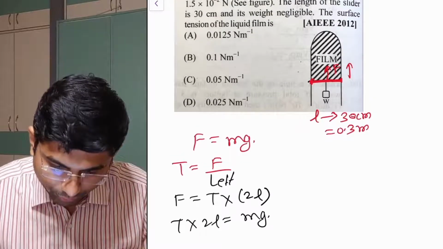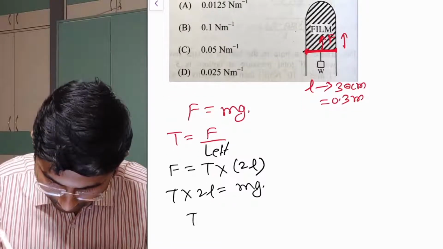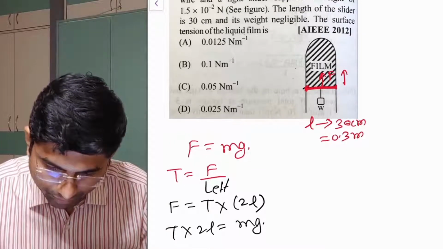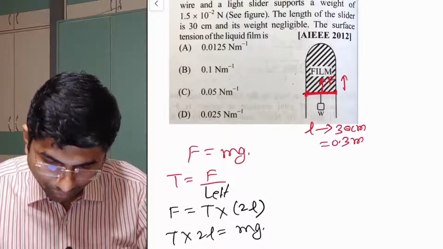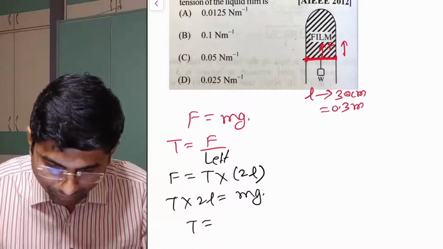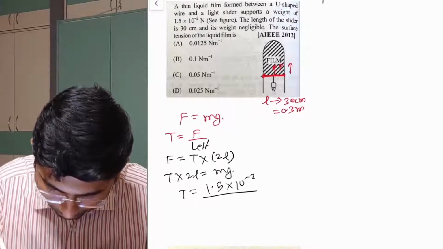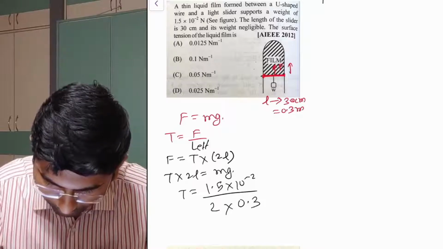Now what is being asked to us? We need to find out surface tension. Therefore surface tension T is equal to mg upon 2L. Weight is given, meaning mg is directly given to us. The value of mg which is given to us is 1.5 into 10 to the power minus 2, upon 2 into L. L is 0.3.